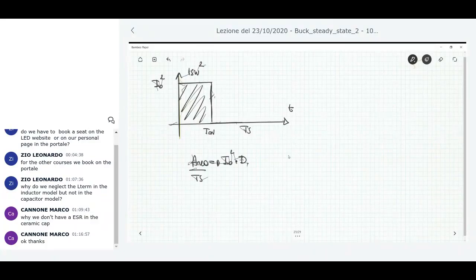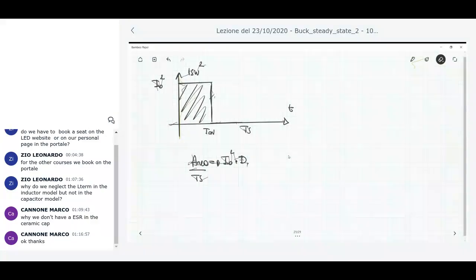Sorry about the bad screen. I don't know what happens, but maybe something strange with my computer.